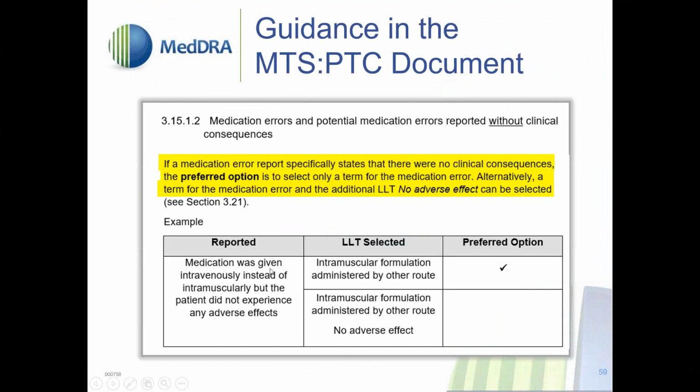And we are provided with a related example. If it is reported that a medication was given intravenously instead of intramuscularly, but the patient did not experience any adverse effects, then selection of LLT intramuscular formulation administered by other route would be sufficient. This would be the preferred option indicated in the document. But you could, of course, also take the alternative approach and code no adverse effect in addition. But again, document your rules in your coding conventions and apply them consistently.